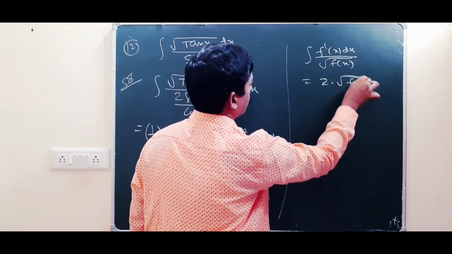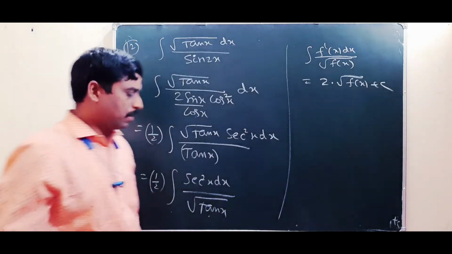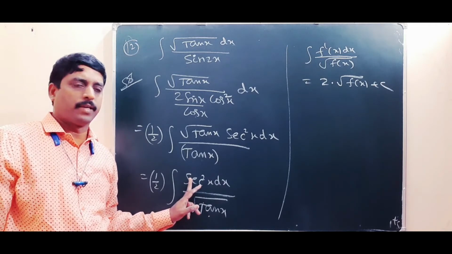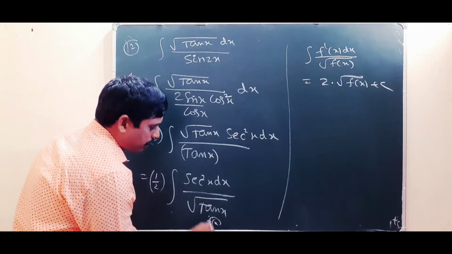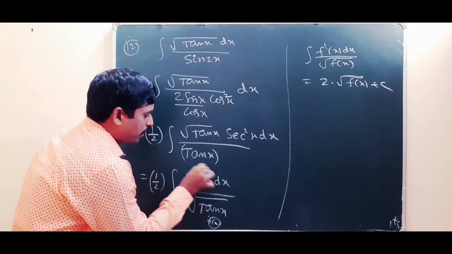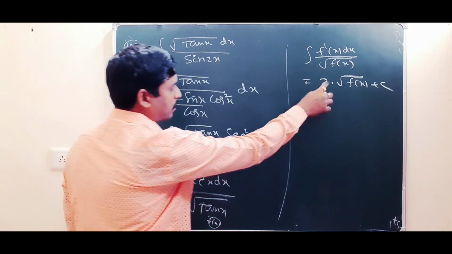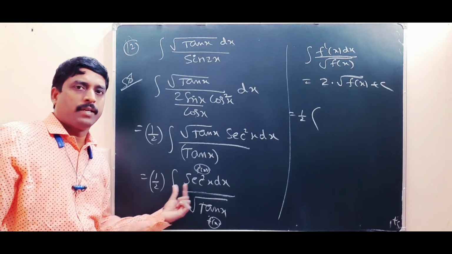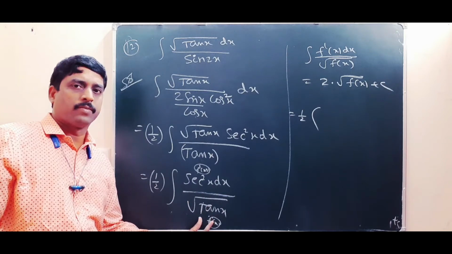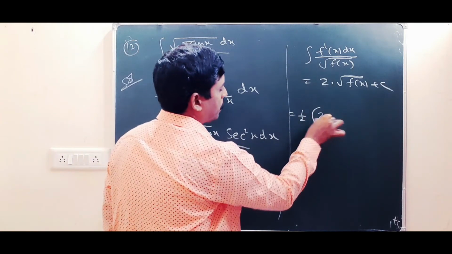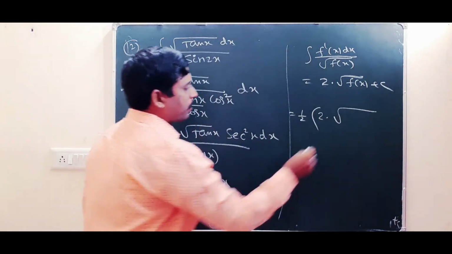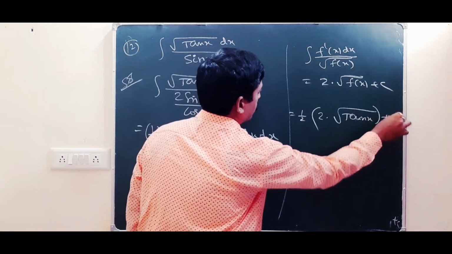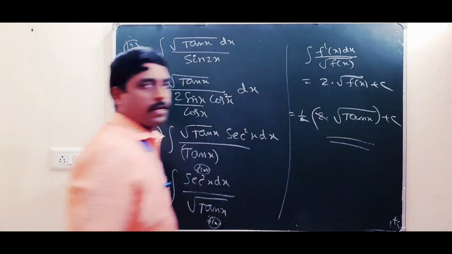We have the formula 2 root f of x plus c. Let us take tan x as f of x, then secant square x dx is f dash x. This is f of x, this is f dash x. So we should apply this formula: 1 by 2 times integral f dash x dx by root f of x. What is the formula? 2 root f of x, 2 into root f of x. Where f of x is placed, we should write tan x. So what is the answer? Root tan x.